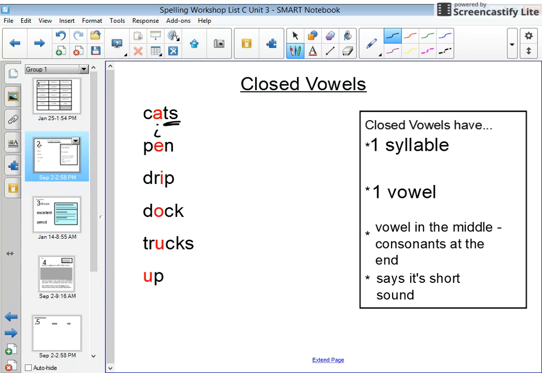We usually put this little C underneath to indicate that it's closed. We put one of these little short vowel sound symbols, breve, whatever you want to call it, above the letter, so your child then knows that that is a short sound.